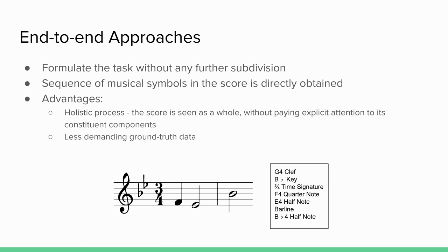So the advantage is that we are performing a holistic process, which helps in preparing the experiments and using it. And also that we need a less demanding amount of data, because we don't need to provide where the symbols are, where the staff lines are, and so on. So the idea is that we have an image and we want directly the expected output.